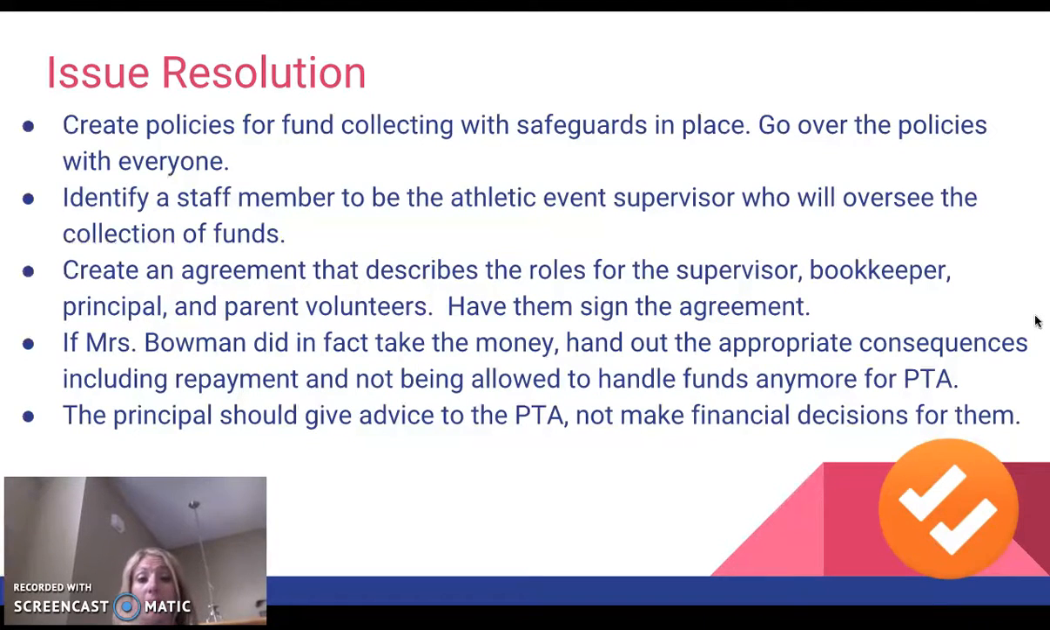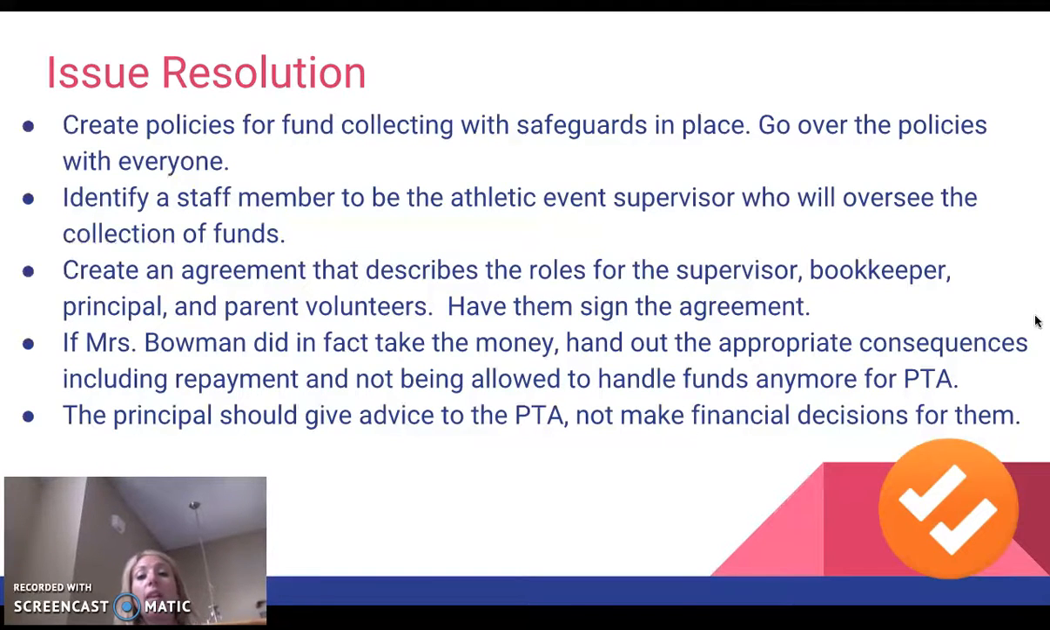Since there is no other administrator in the building to help at these events, I would need, as the principal, to pick a staff member to be the athletic event supervisor, and they would oversee the collection of the funds, making sure things are being done the safe and proper ethical way. And then also being present when they count the money at the end of the night and reconcile it with their inventory.